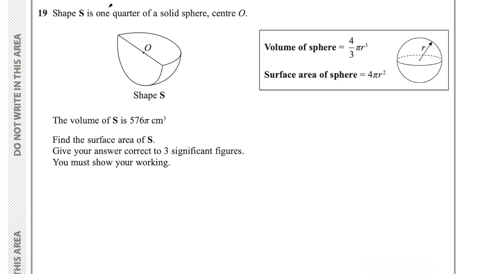Well, it tells us that it is 1/4 of a solid sphere. So the first thing that I notice is this curved area on the outside will be 1/4 of this. So if the surface area of an entire sphere is 4 pi r squared, if we take 1/4, the surface area on the outside here will be 1/4 of that. But hold your horses for a second, because here, surface area of a sphere, 4 pi r squared, what does this require? This requires us to know the radius.